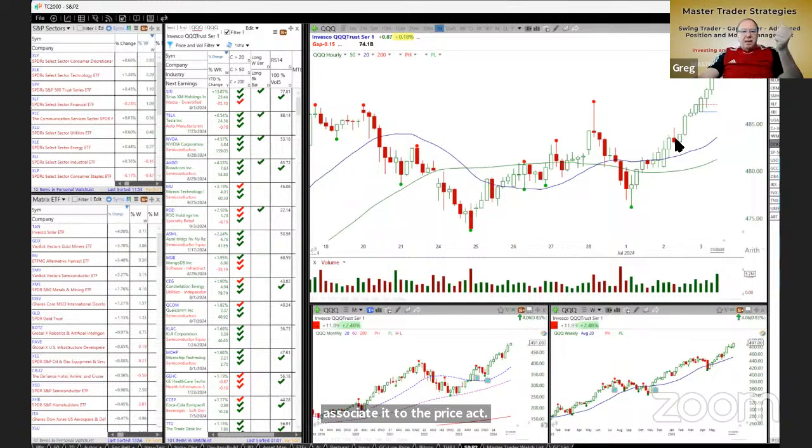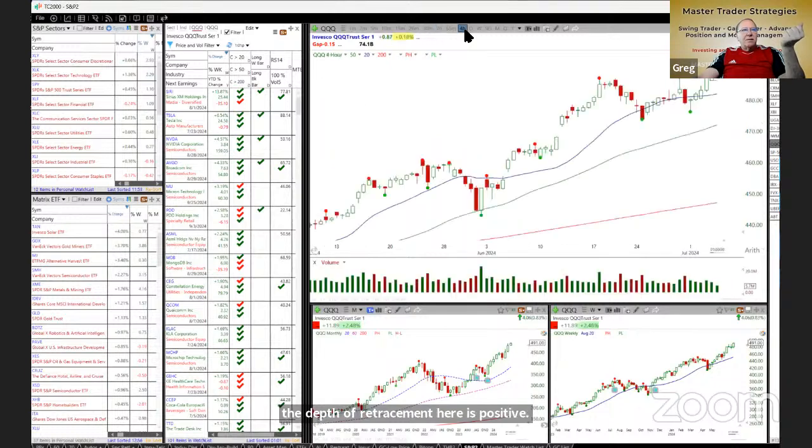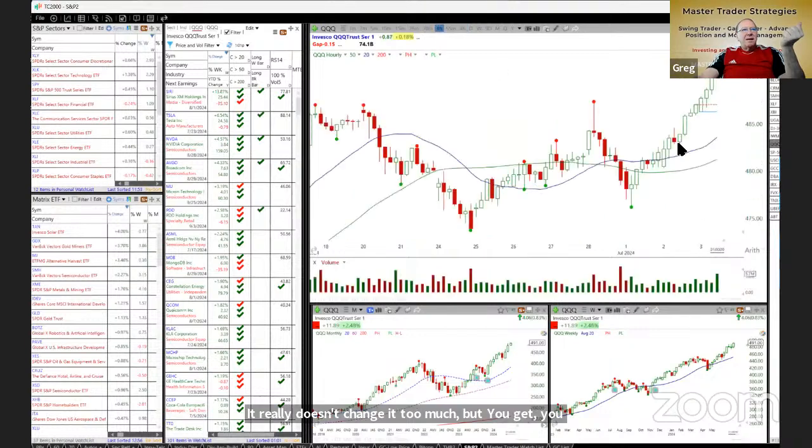If you apply what we're talking about here, this bar by bar concept, look, the topping tail bar. First of all, the depth of retracement here is positive. If we compress this, I'll just say a 4-hour chart, it really doesn't change it too much, but you get what I'm trying to get at here.